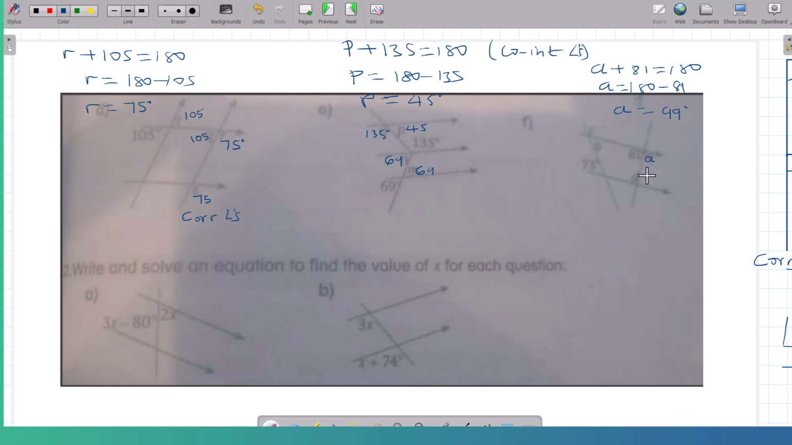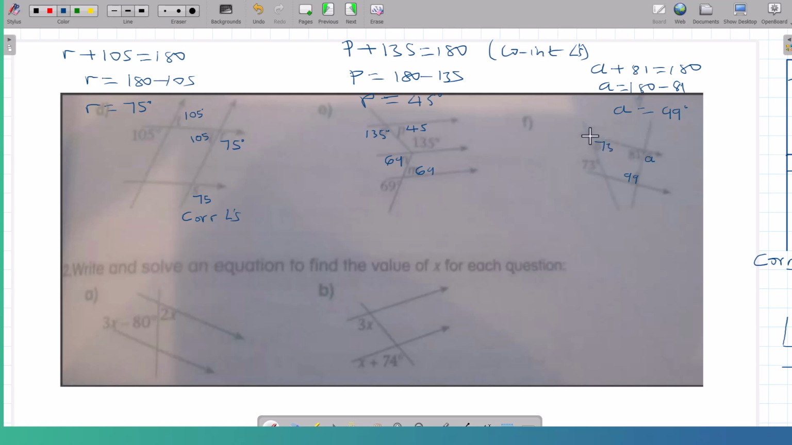Now A equals D because they are alternating, so it's also 99 here. Reason, alternating angles. Now DCB is the same as 73 because they're also alternating. Is that fine with you? Yes. So this is also 73 here. So how do we find angle C?